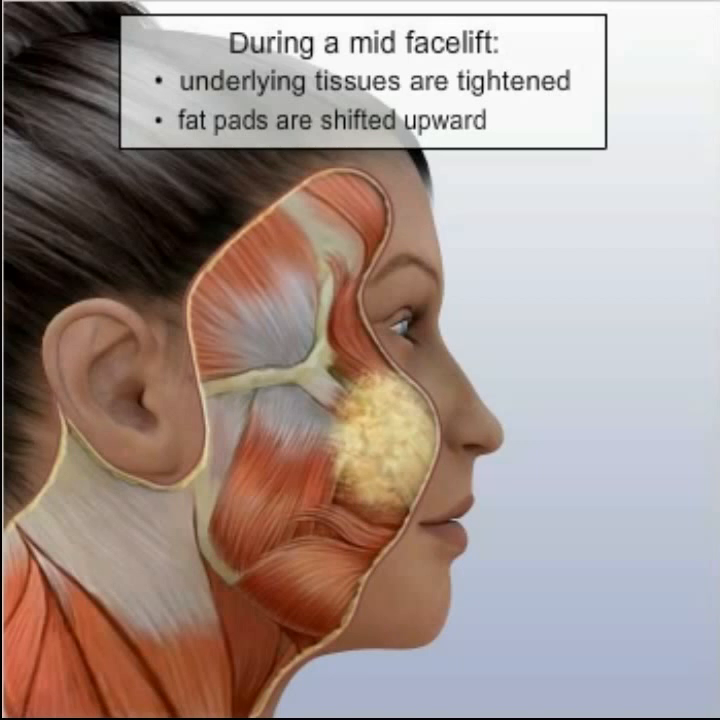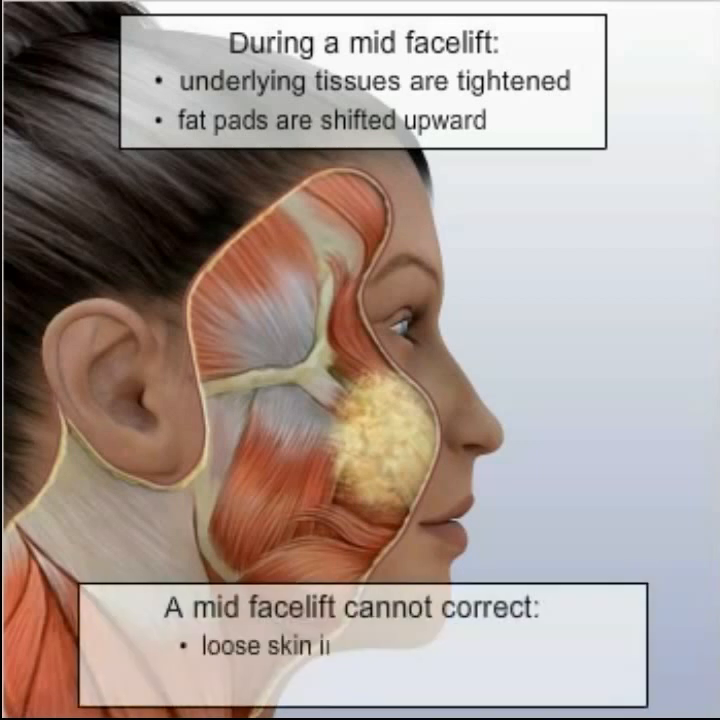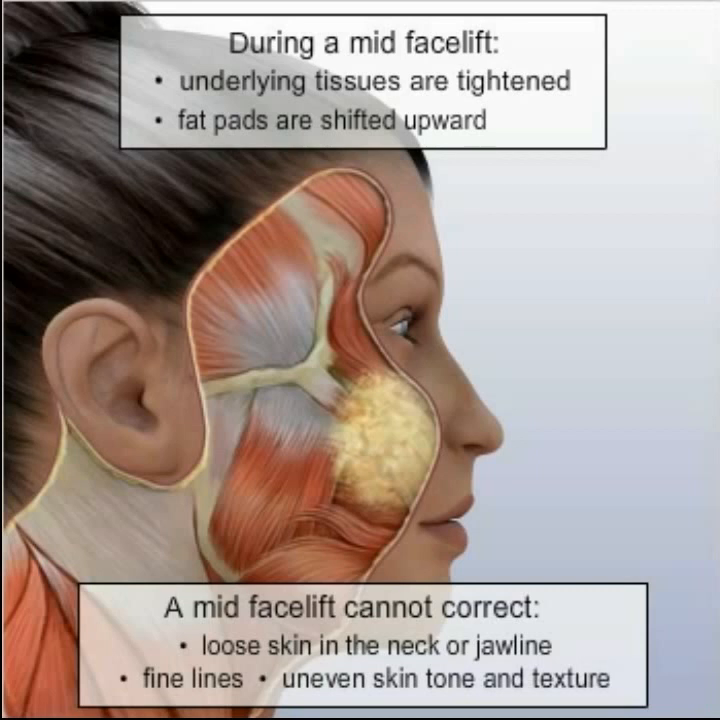It is important to realize that a mid-facelift cannot correct loose skin in the neck or along the jawline, nor can it address fine lines or uneven skin tone and texture. Your physician will help you determine which procedure is best for you and whether an additional procedure, such as eyelid surgery or skin resurfacing, would produce more global facial rejuvenation.